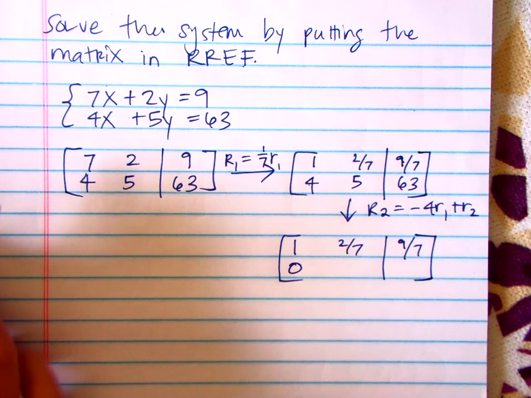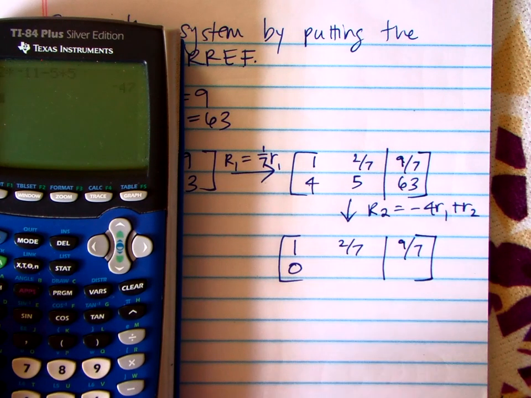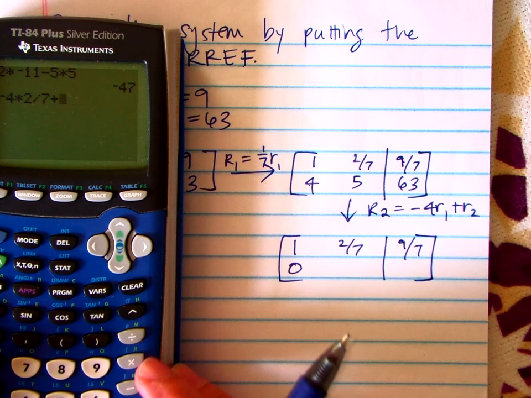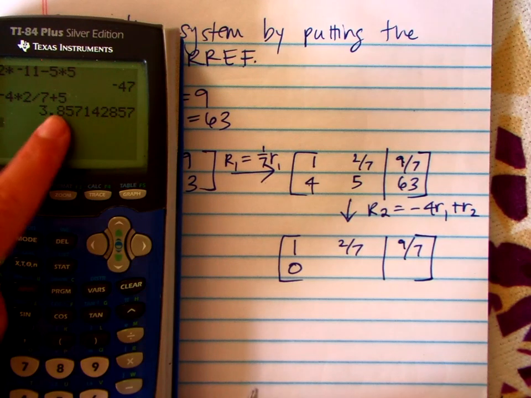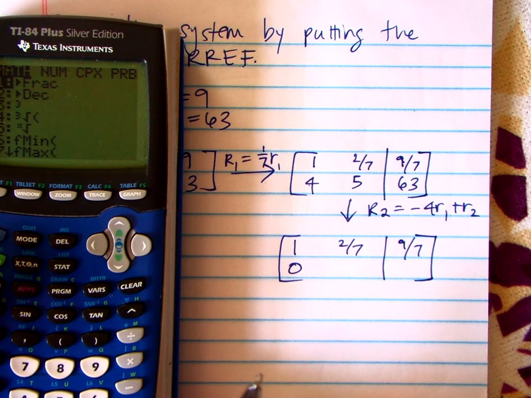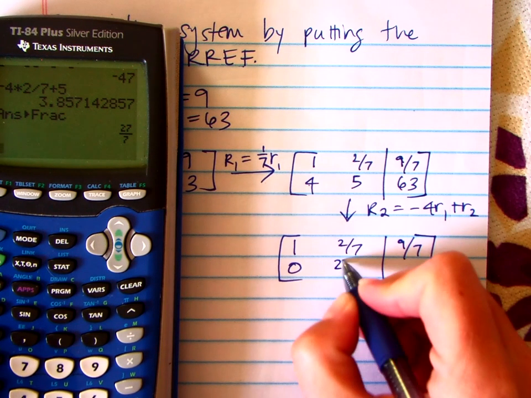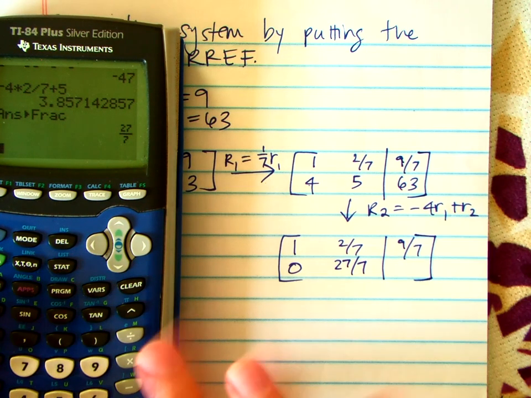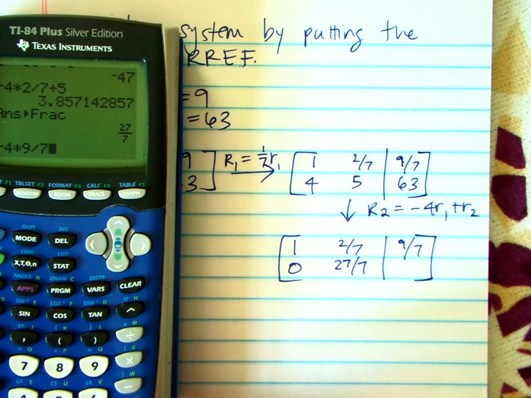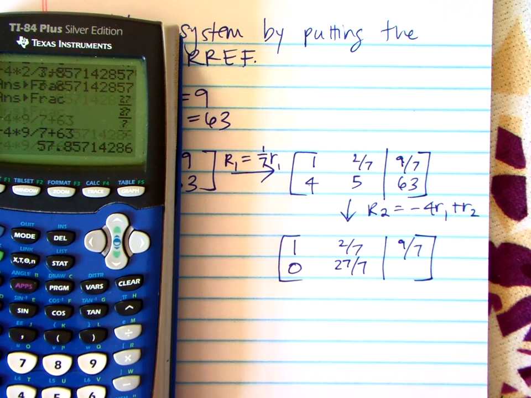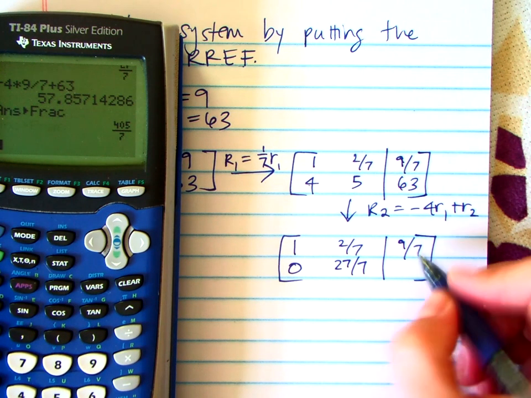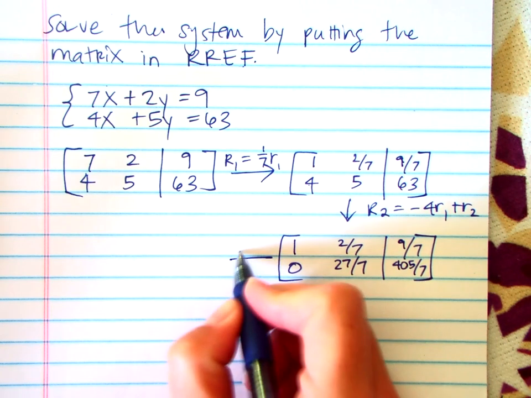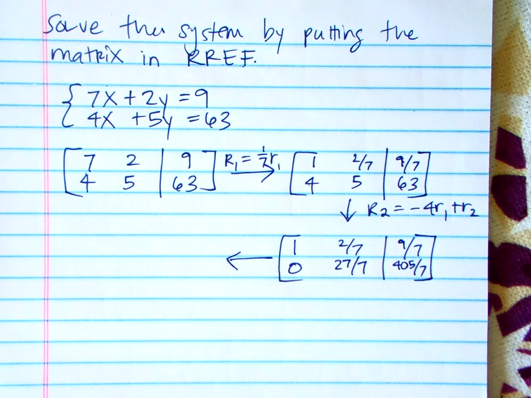So let's just do this. Negative 4 times 2/7, right? Plus row 2 plus 5. So that's ugly. So how do we change that to a prettier number? Change it to a fraction. So 27/7. And I'm going to do the same thing now. Negative 4 times 9/7 plus 63. Ugly number, make it a fraction. 405/7.